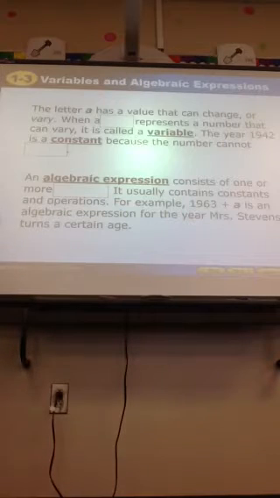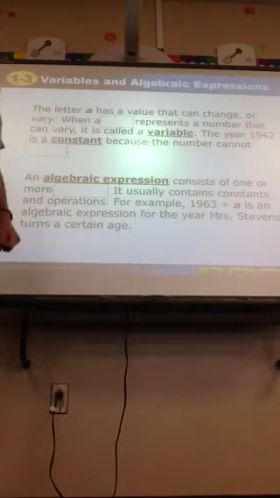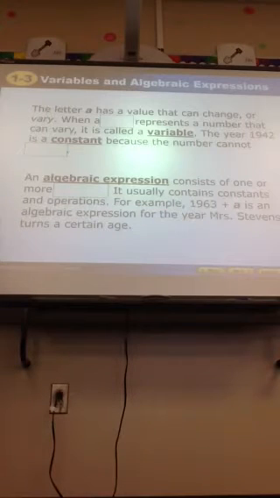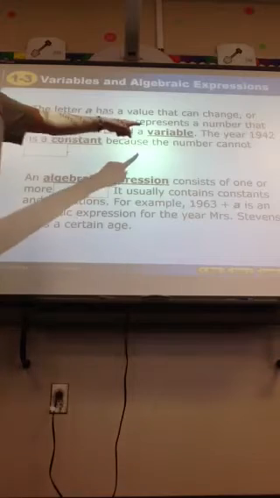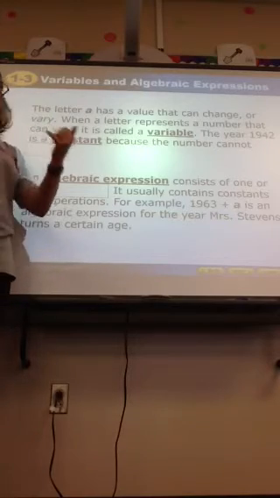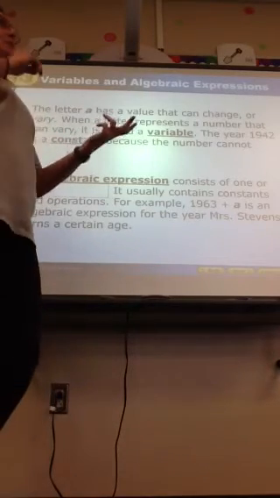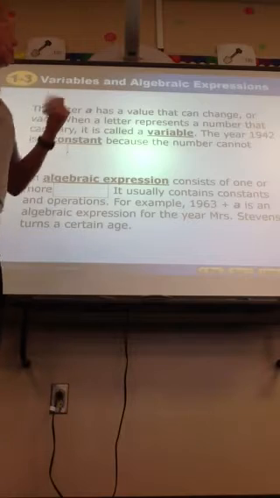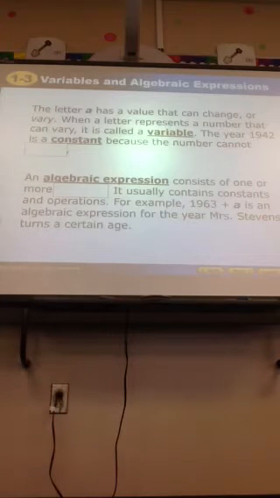Okay, so now that you got that mental math out of the way, the letter A has a value that can change or vary. When a blank represents a number that can vary, and that's going to be a letter, it is called a variable because it's varying. It can be different numbers. He could be 18, he could be 23. We might want to know what year he turned 40 or 50 like me. Just yesterday I turned 50.